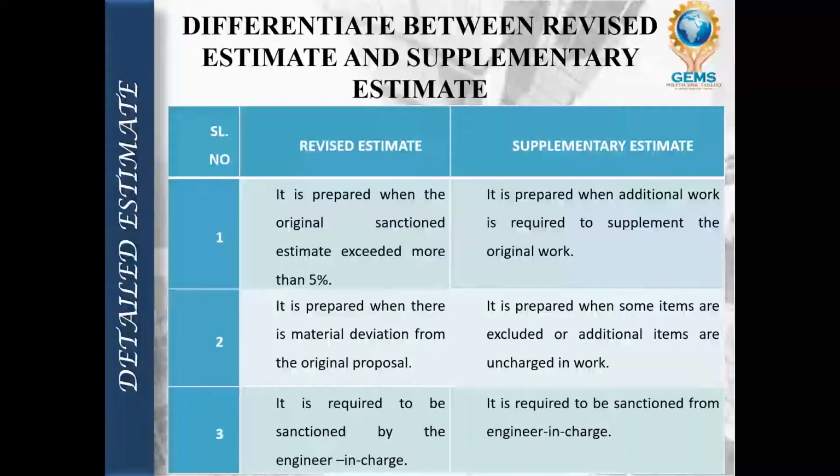Differentiate between revised estimate and supplementary estimate. A revised estimate is prepared when the original sanctioned estimate is exceeded by more than 5%. A supplementary estimate is prepared for additional work. A revised estimate is prepared when there is material deviation from the original proposal. A supplementary estimate is prepared when some items are excluded or additional items are uncharged in a work.